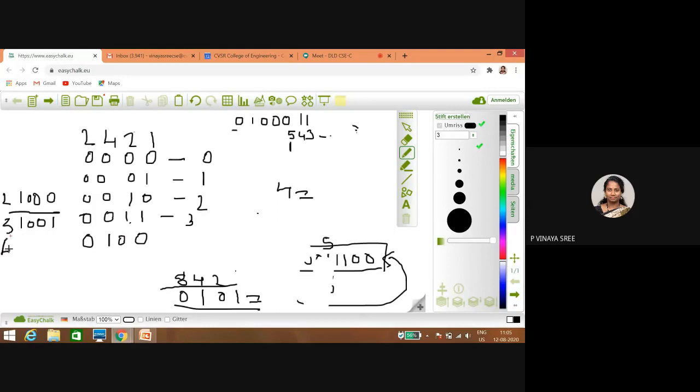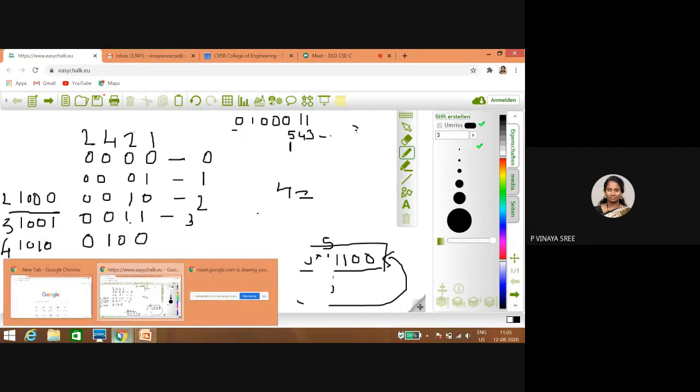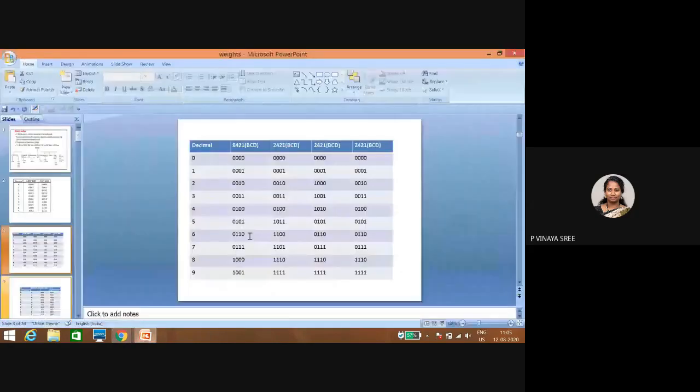The other way for 4 is 1010, but you should not write like this. So in a binary representation, the way you write from 0 to 4, the same way you have to write in this 2421 also. Why do we have to write in that way? Let me explain. Here from 0 to 4 we have written as it is, and the other way is what we have not considered.